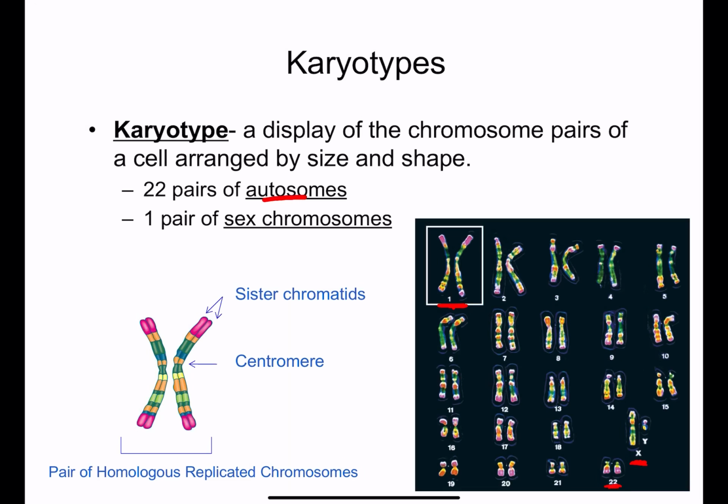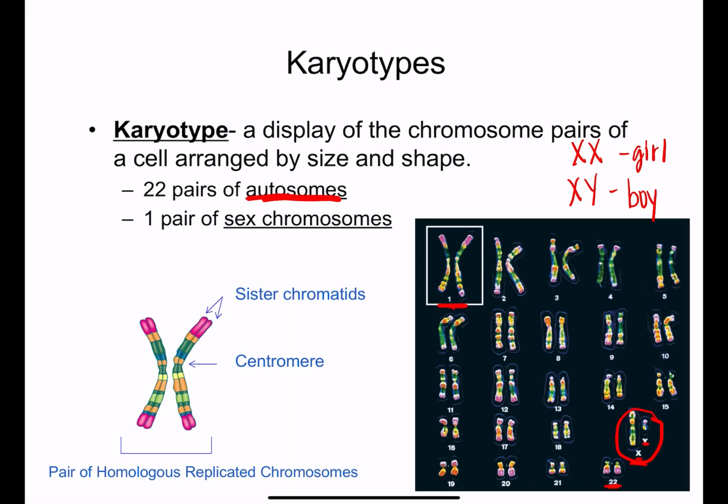And so those first 22 pairs are referred to as autosomes. They are non-sex chromosomes, okay? That last pair right here is the sex chromosome. So can you look at this and tell me if this is a boy or a girl? There's an XY. An XY is a boy. An XX is a girl. What you may notice about the chromosomes is the Y chromosome is much smaller than the X chromosome. The Y chromosome has much fewer genes on it than the X chromosome.